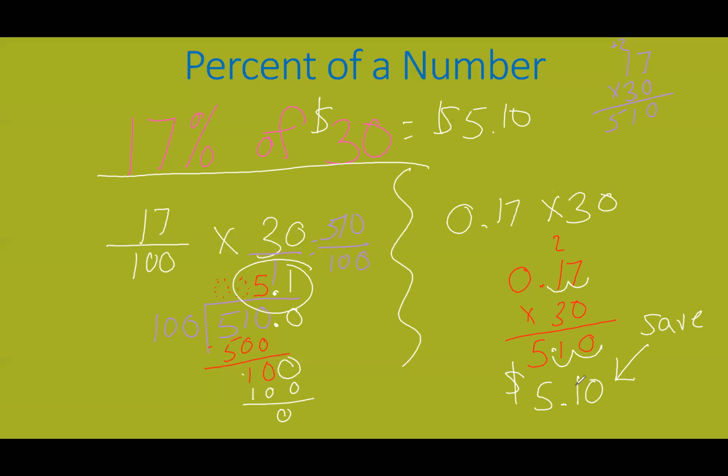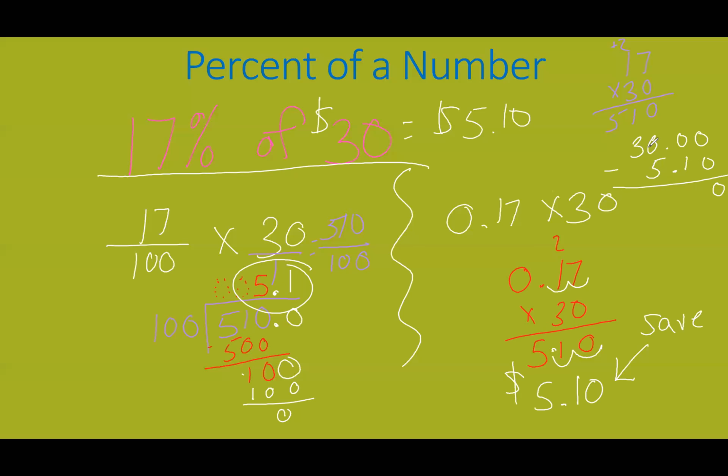So my second step would be to say, well, if my shoes are $30 and I'm saving $5.10, now we can find out how much money I need to pay for my shoes. 0 minus 0, got it. What about 0 minus 1? Can't do it.